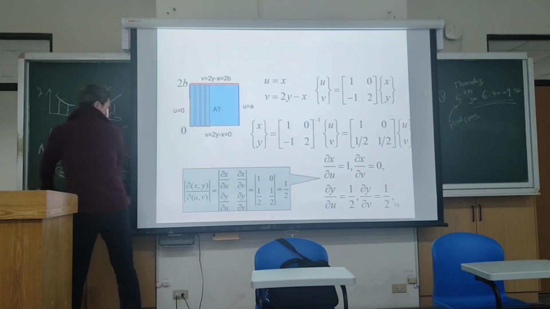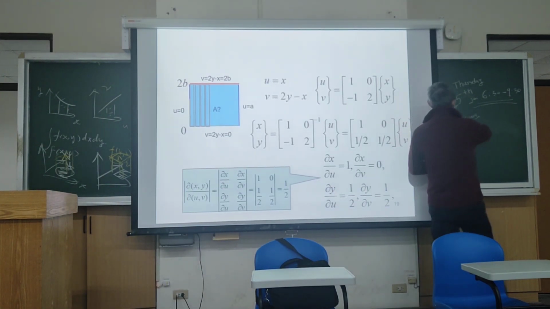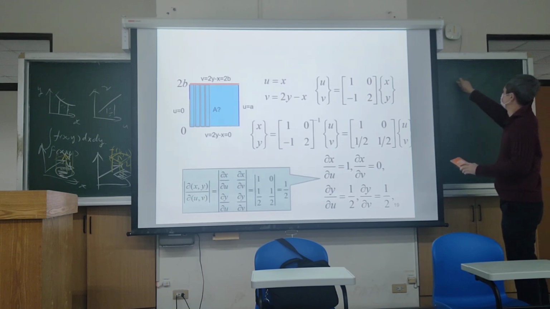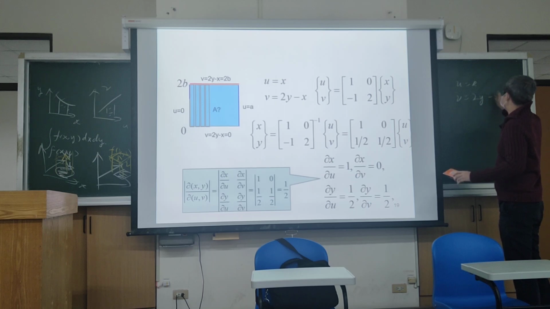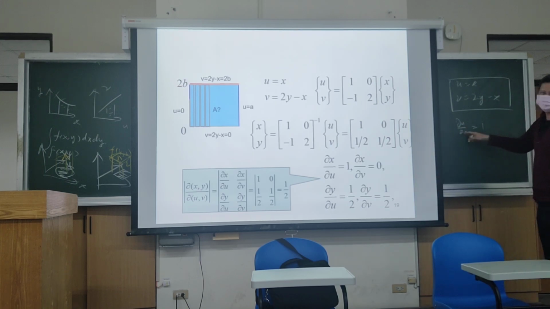Okay, in this expression, it tells you one important message. Rather than finding del x del v or del x del u, because the given expression is u equal to x, v equal to 2y minus x, this given equation can be easily written as del u del x, not del x del u.